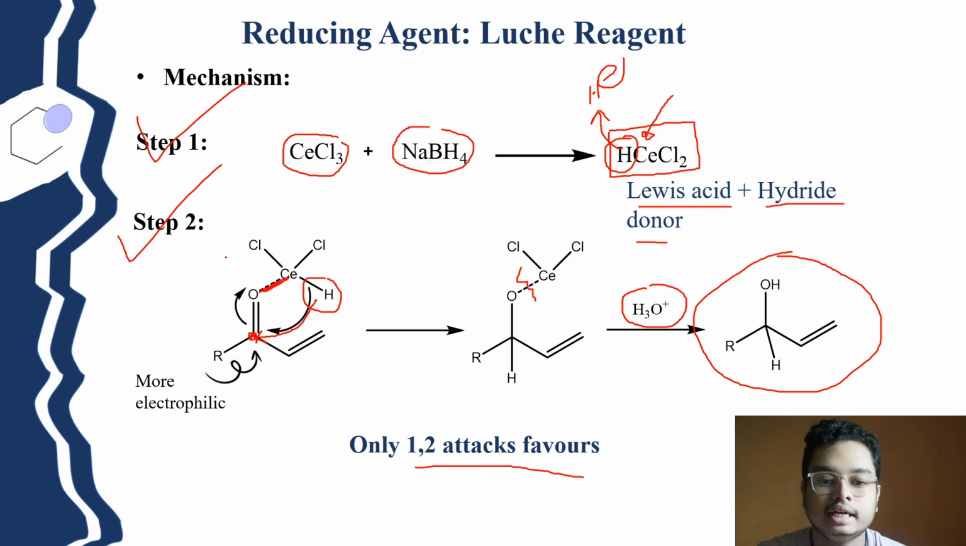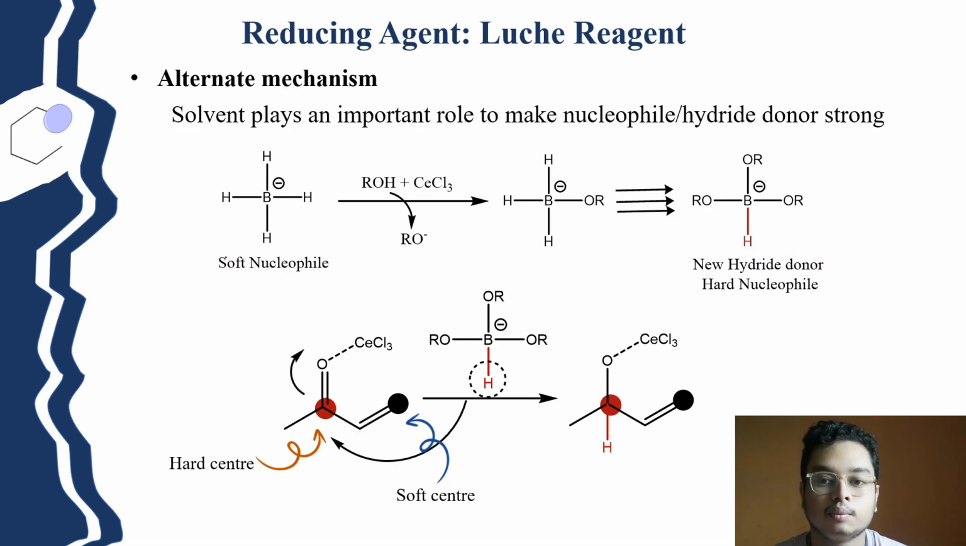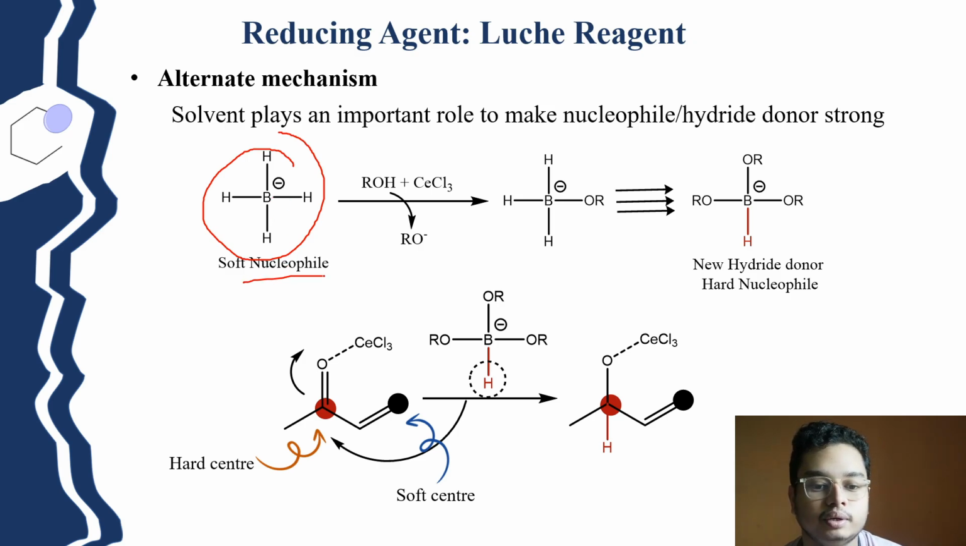Okay, so there is another mechanism where the solvent plays an important role in making the nucleophile or hydride donor strong. Here this is the boron, or BH4 minus. So it is a soft nucleophile.